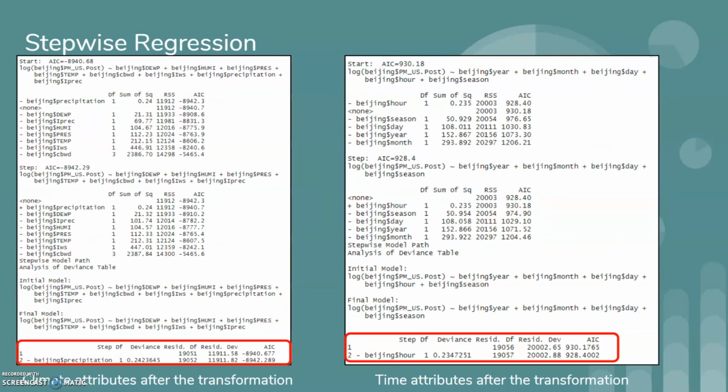Since we had so many predictors in our dataset, we divided our variables into two categories, climate attributes and time attributes. And we checked them by testing stepwise regression, which was the backward elimination. Based on the output, we could conclude that we can ignore the precipitation variable for the climate attributes and ignore the hour variable for the time attributes.